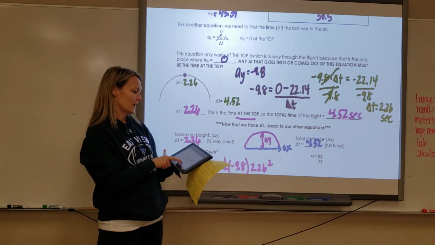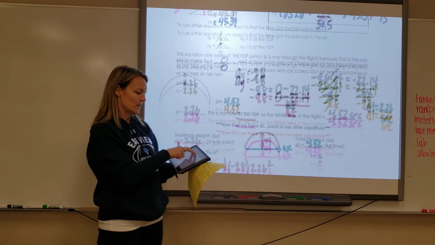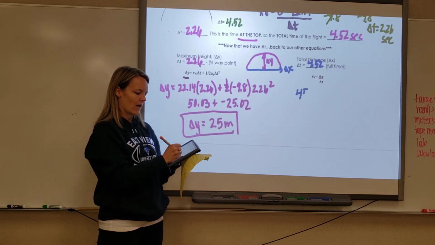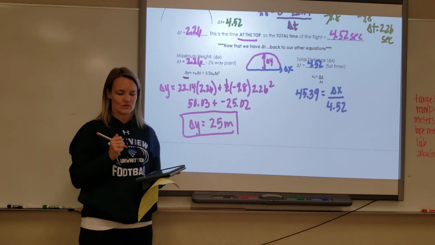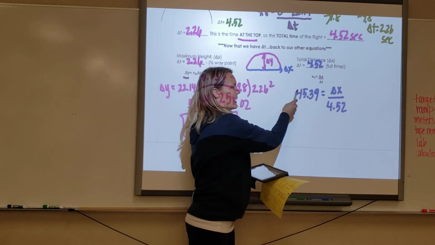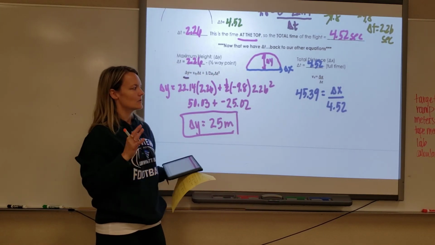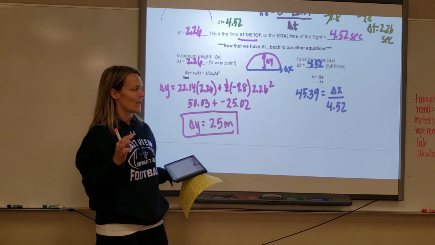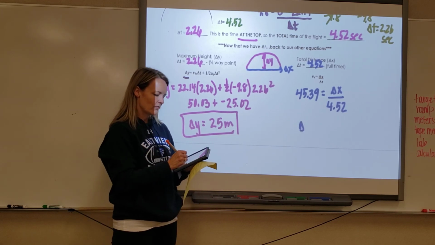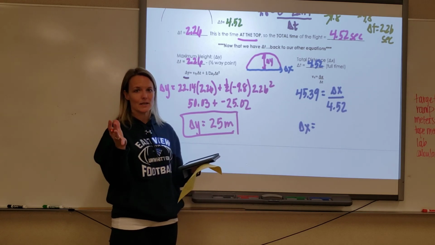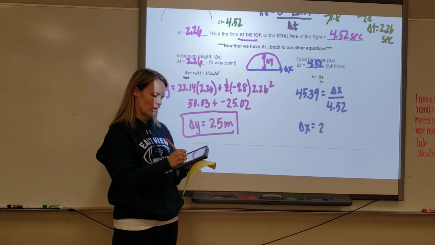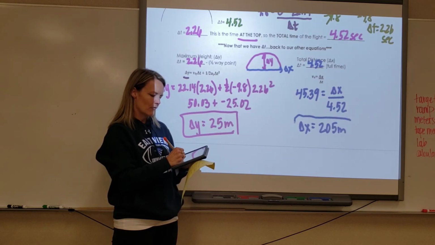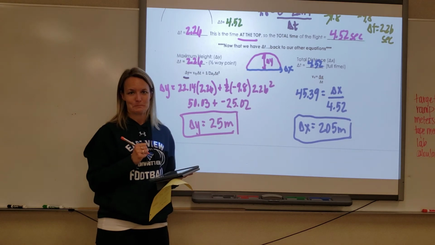Vx, I solved for it up above. It was 45.39. So Vx, 45.39 equals delta x over the full amount of time. So you have to use 4.52. You have to multiply it off the bottom to the other side. So multiply both sides by 4.52, and you should find that delta x is approximately, you'll have different decimals, a little over 205 meters. So I just rounded to 205 meters. If you kept the decimals, that is just fine.